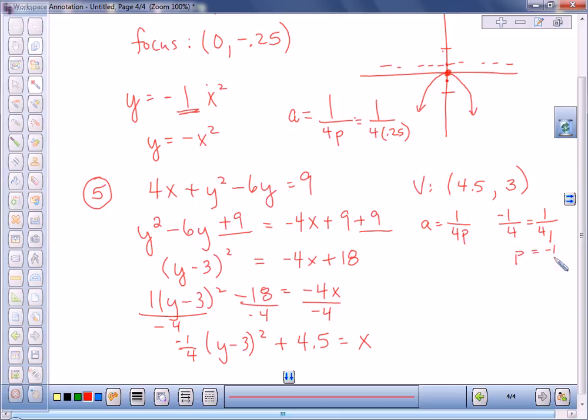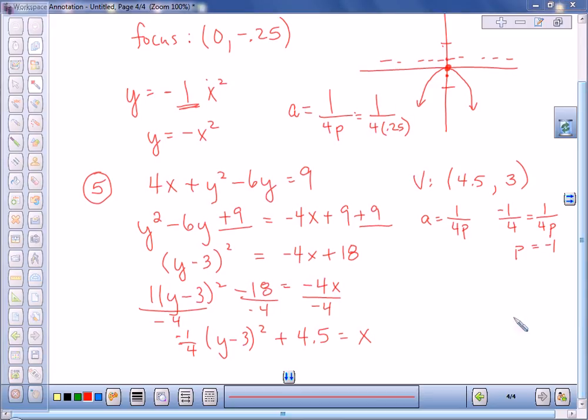So, if I went to sketch it, I know that it's at 1, 2, 3, 4, 5, so it's halfway in between 4 and 5. So 4.5, 3. I know my p is negative 1, so if I go 1 that way, there's my focus. If I double that and go up 2 and down 2, there are 2 points that the parabola must pass through. So it's going to look just like this. And I know my directrix will be 1 unit over, so it's going to be halfway in between there.